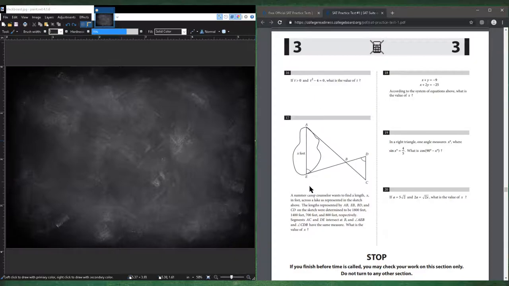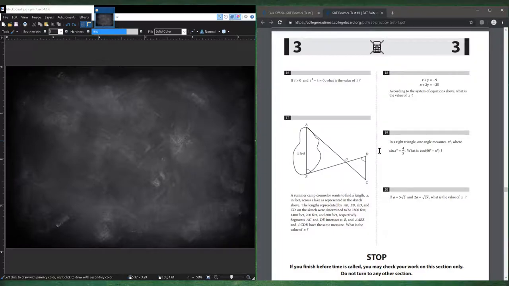17 is a geometry question. You might want to double check this. This might take a minute or so, or like two or three. It's a pretty basic geometry question, but it's not really that hard. But, you know, you might make a mistake.